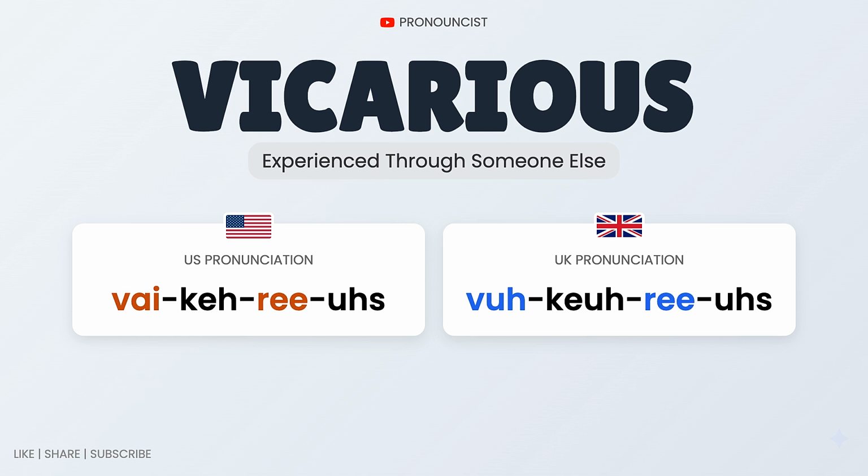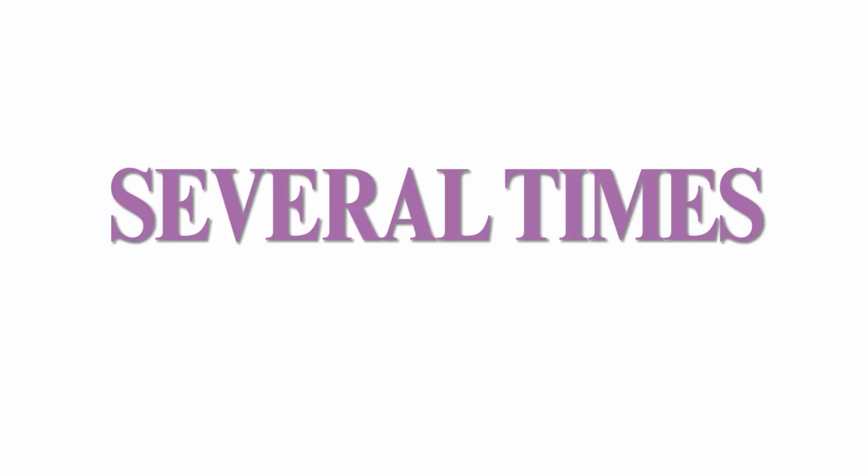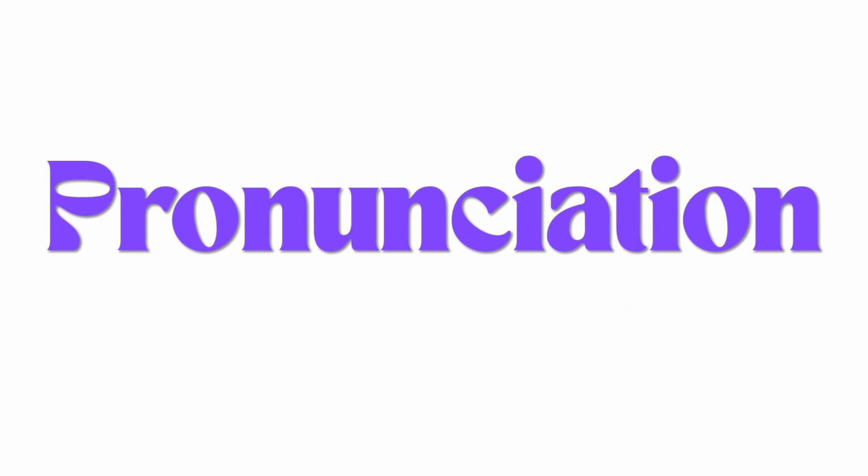Stress, ke. Practice repeatedly and you'll soon be able to say this word perfectly. The best way to practice is to repeat the syllable multiple times. The meaning of the word is experienced through someone else. Try repeating this word several times to improve your pronunciation.